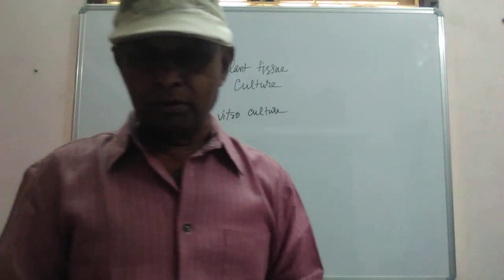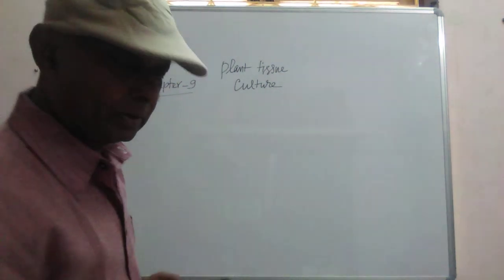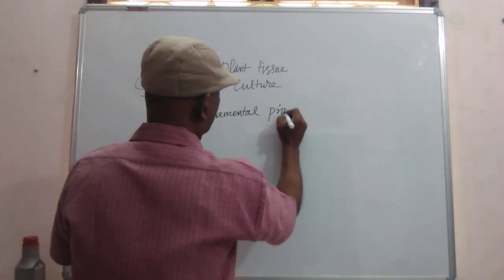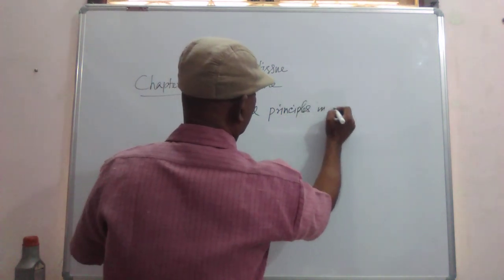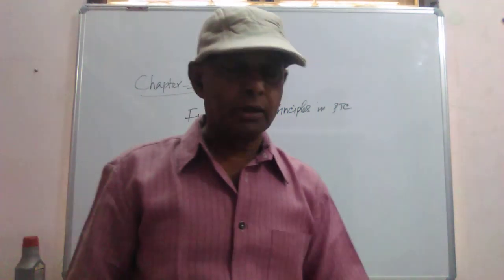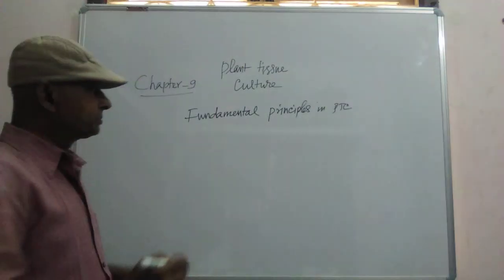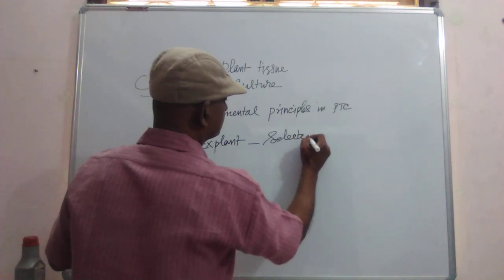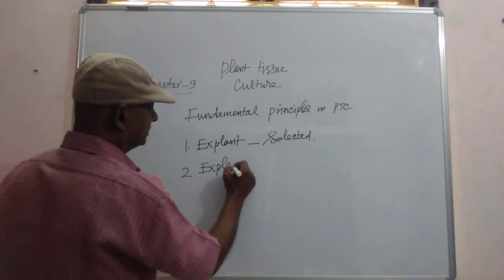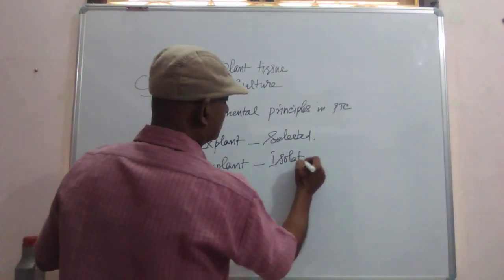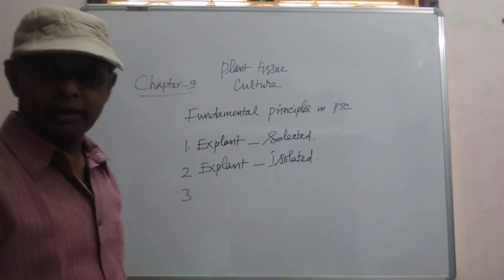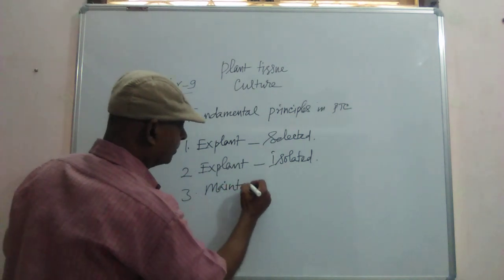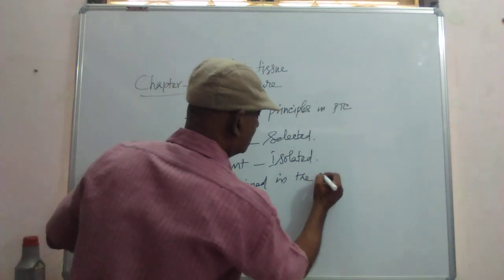There are 3 fundamental principles in plant tissue culture. One is the explant should be selected. Second is the explant is isolated. Third is the explant is cultured, maintained in the controlled condition.